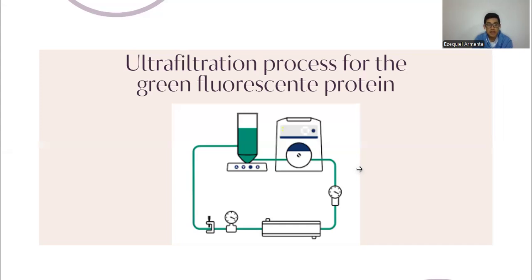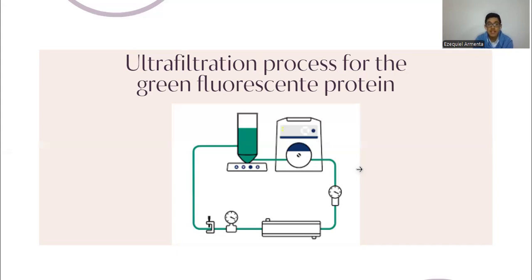A key step in ultrafiltration is selecting a membrane with the appropriate molecular weight cutoff, or MWCO. For GFP, membranes with a MWCO between 10 and 30 kilodaltons can be used, but it should have low protein binding properties to minimize product loss.